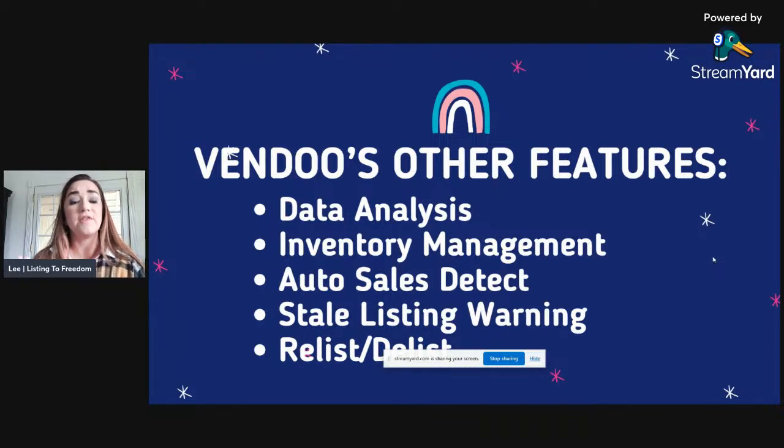And then the next one is a stale listing warning. I'll show you where you can set up what you determine to be a stale listing. Like for some people that may be an older listing, and then how that's going to help you make a decision about what to do with those items, as well as use probably one of my favorite, I'm going to just say my favorite tool, which is the relist delist.